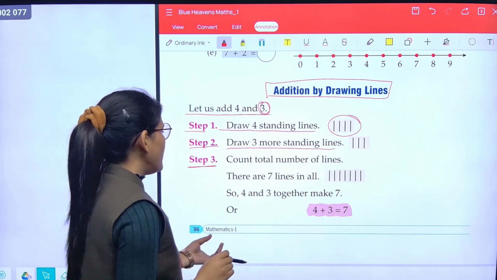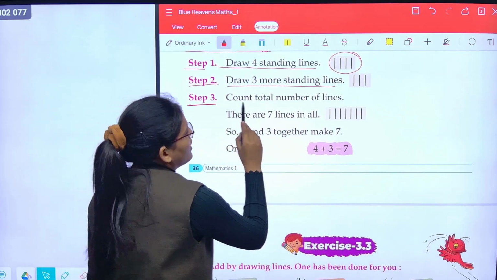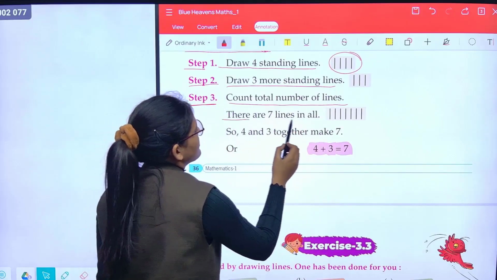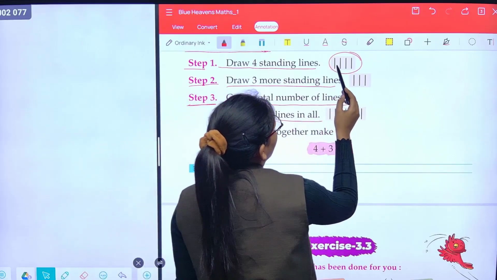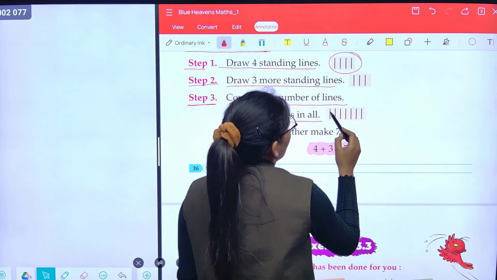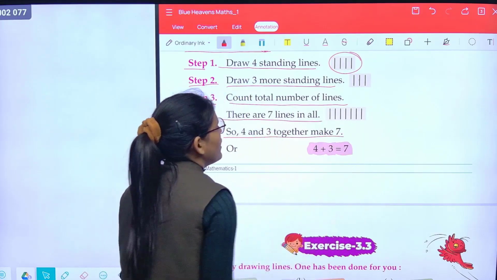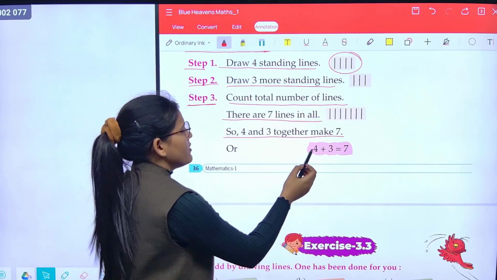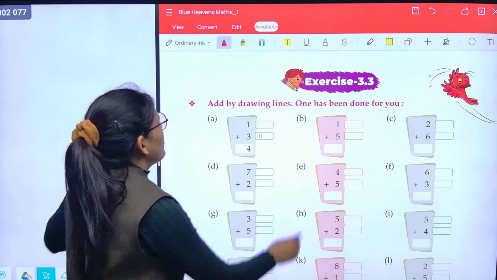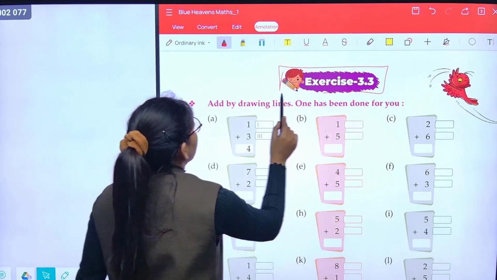Now step 3, count the total number of lines. Class, there are 7 lines in all. See, 1 2 3 4 5 6 7. So 4 and 3 together make 7. 4 plus 3, 7. Now come on, exercise 3.3.